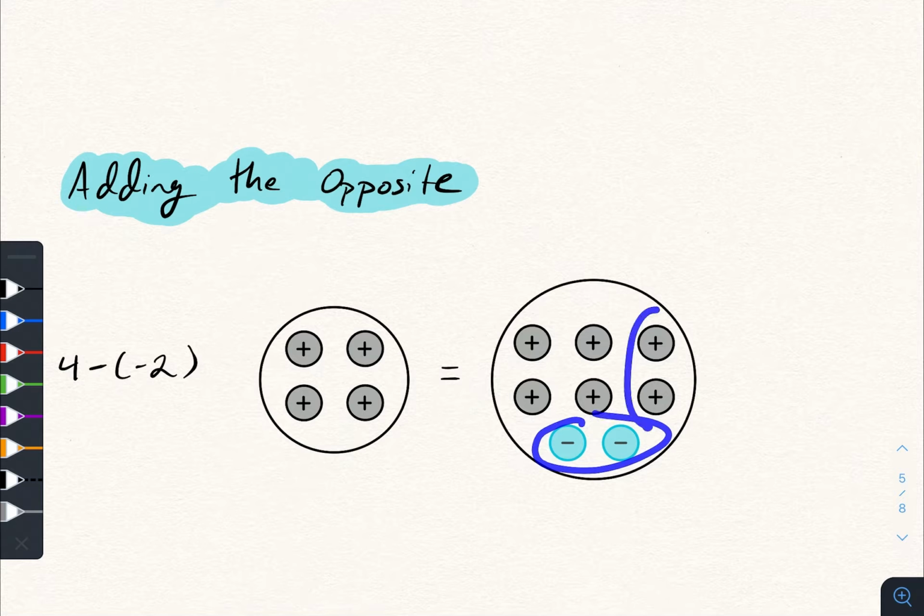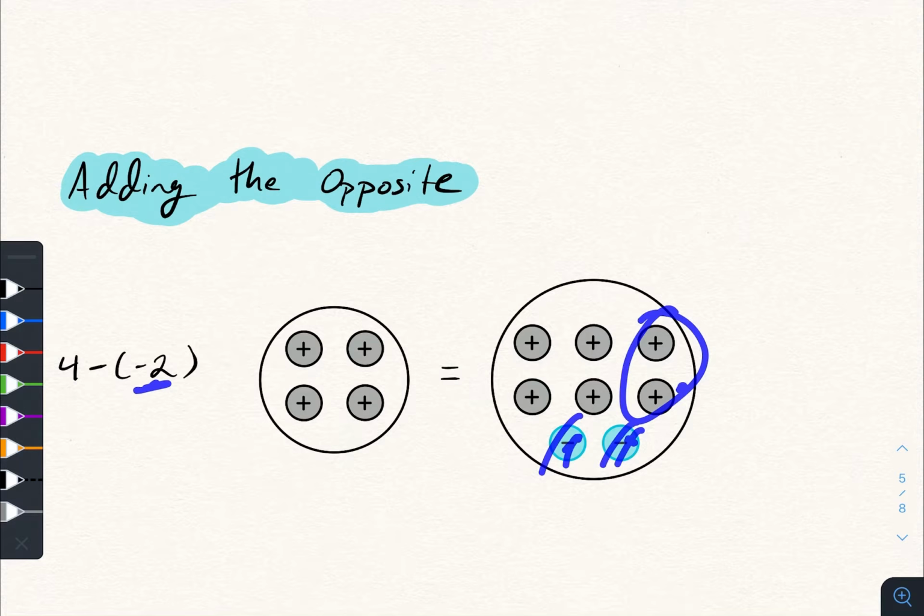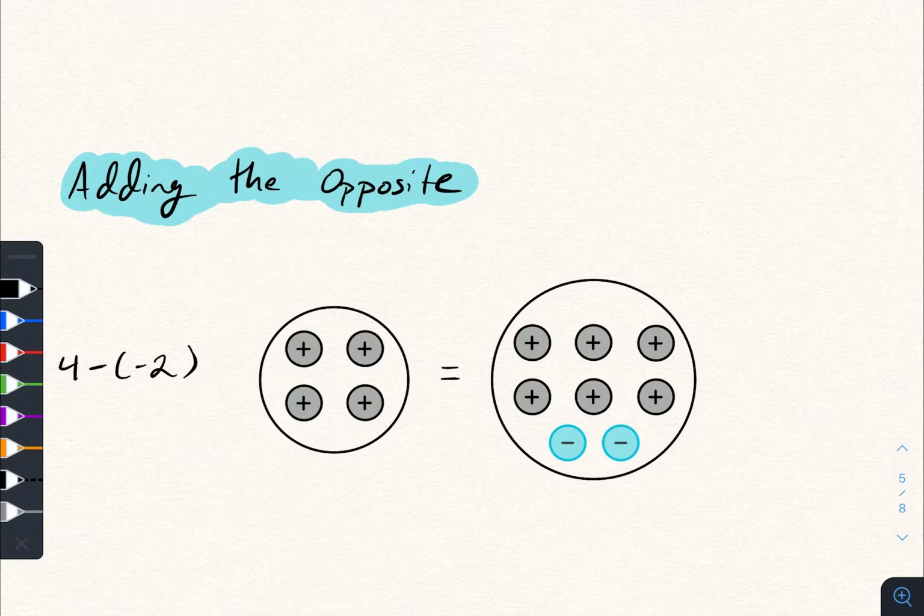And so we add 2 of the canceling pairs so that we can take away 2 of the negative chips. And so effectively what we've done is we've added the opposite of -2. So we've added +2 when we took away 2 negative chips to do that.